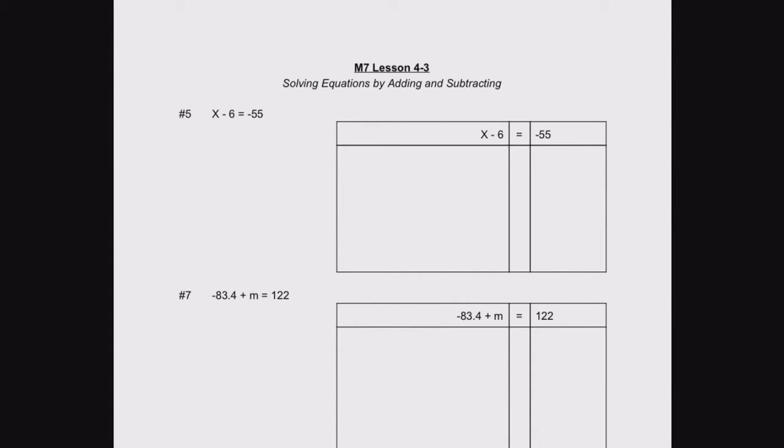First of all, isolating the variable by performing the opposite operation, and ultimately trying to solve it by getting that variable by itself.